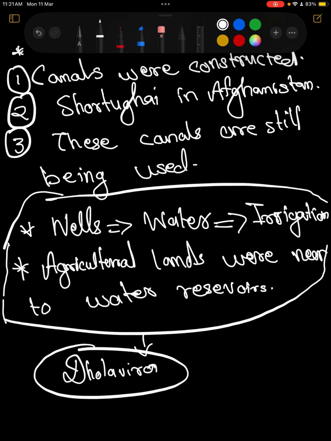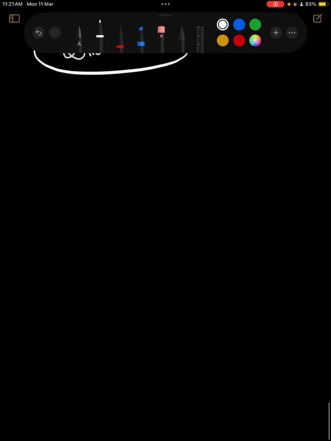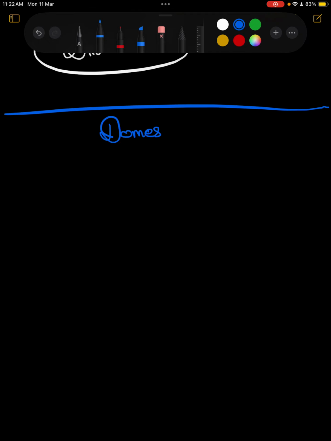Okay, another important city. Now let's talk about a completely different topic: domestication of animals. From this chapter, it is a very small topic: domestication of animals.